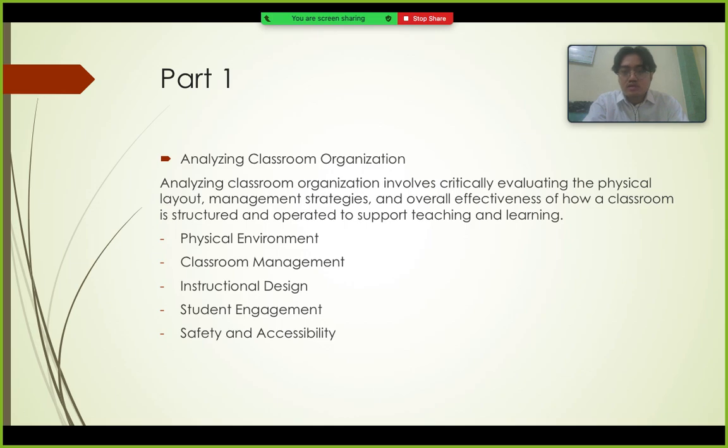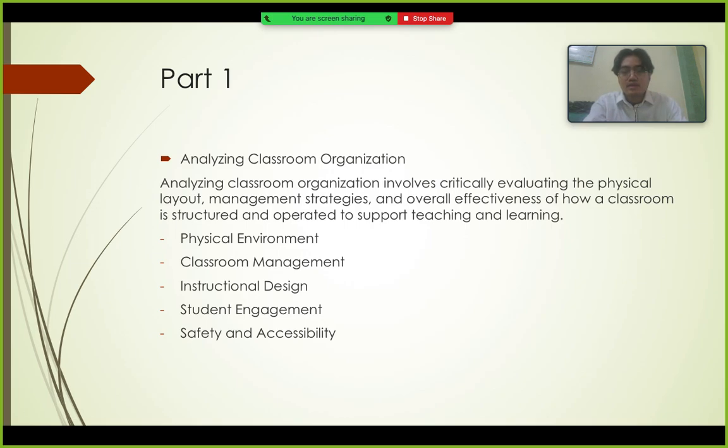And next, student engagement. Assessing the extent to which the classroom environment promotes student engagement, participation, and interaction. This includes observing opportunities for student-centered learning, peer collaboration, and active participation in lessons.